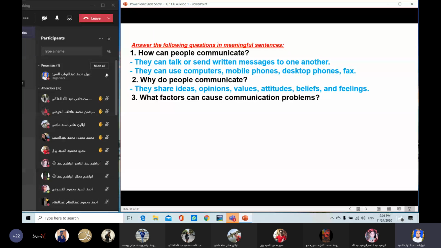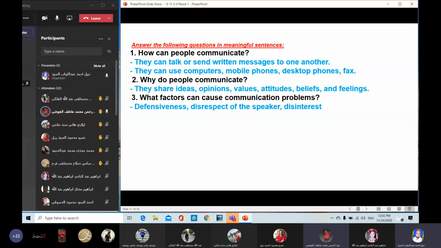Should I say factors or barriers? What factors can cause communication problems? Not factors, or change the word and use barriers. Factors can cause communication problems. Poor listening skills. What else? Distraction. Lack of interest. Disagreements with the speaker. Disrespect of the speaker. Defensiveness.